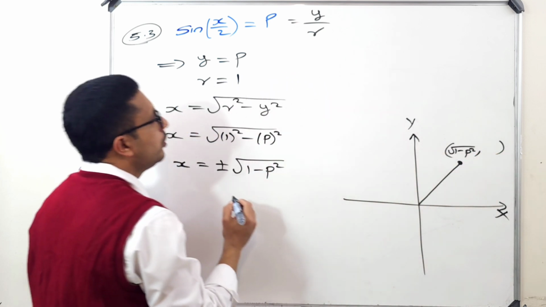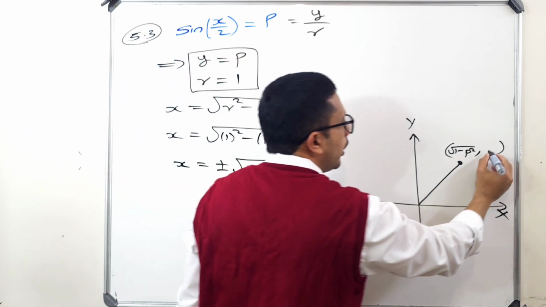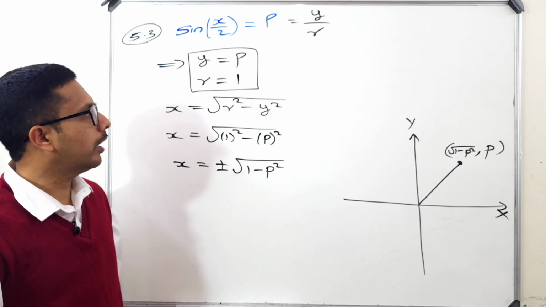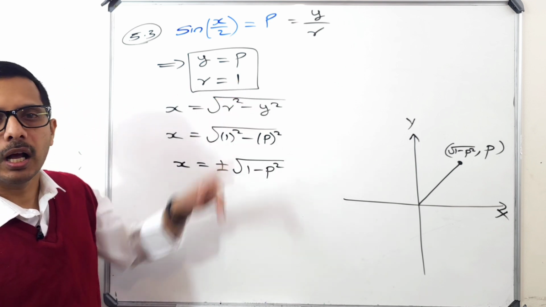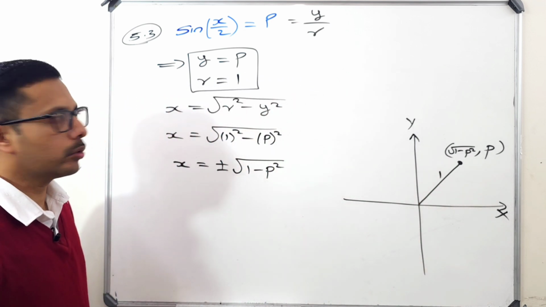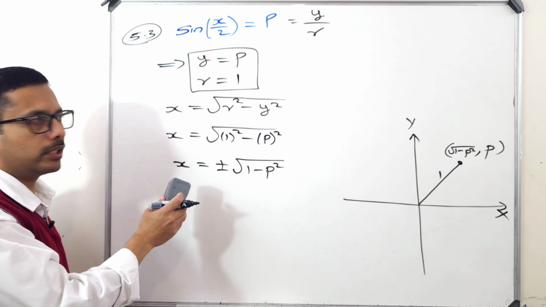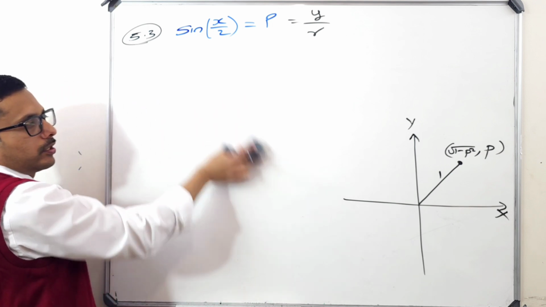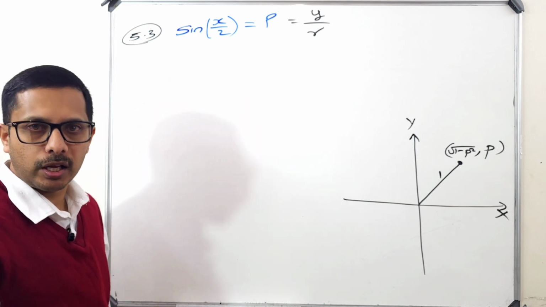And what is the y value? Y we got as p, am I right? Okay, so the y value is p. So x is square root of 1 minus p square and y is equal to p. Now what is the value of r? R is 1. So it means that here the value of r is 1. So now look at the question. What we have to find? Pause the video and write this one. Okay, so what are the values of x, y and r? X is square root of 1 minus p square, y is p, and the value of r is 1.